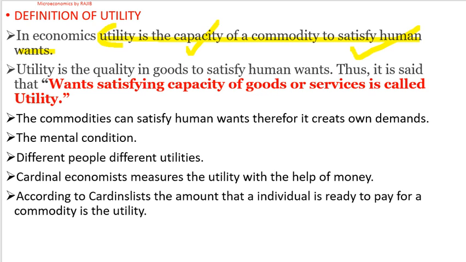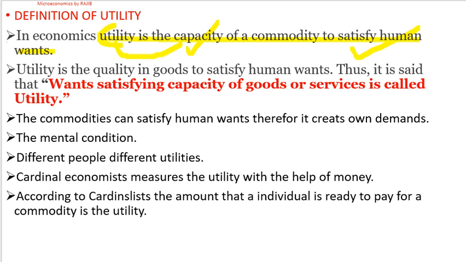That means utility is the capacity. You can connect these two words, utility and capacity. You have to connect them, then only you can remember. So this is a trick for remembering. Utility is the capacity, and whose capacity? Capacity of a commodity to satisfy human wants. You have to remember that this capacity can satisfy human wants. This is the definition of utility.